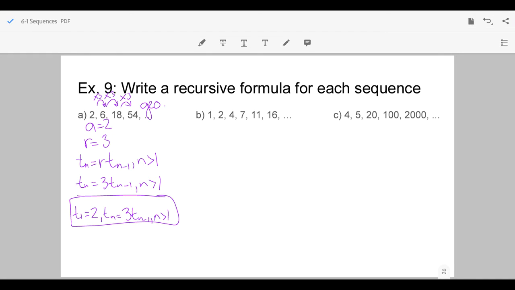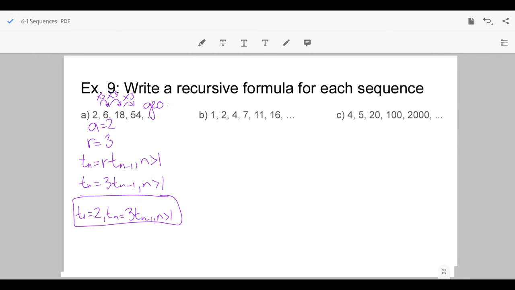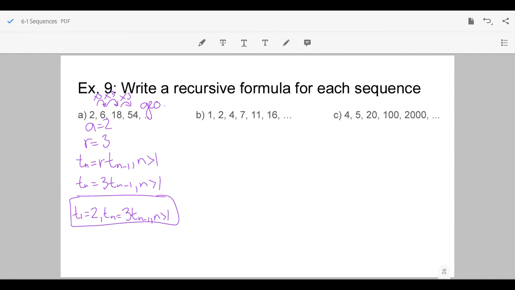B, 1, 2, 4, 7, 11, 16. If we try multiplying, well, 1 times 2 would be 2. 2 times 2 would be 4. But then it falls apart because 4 times 2 is not 7. Let's try adding. 1 plus 1 is 2.